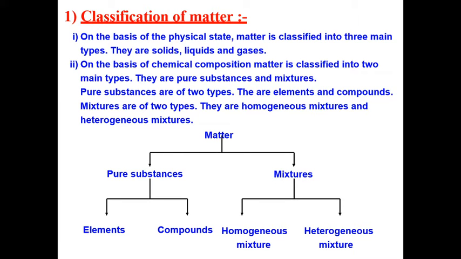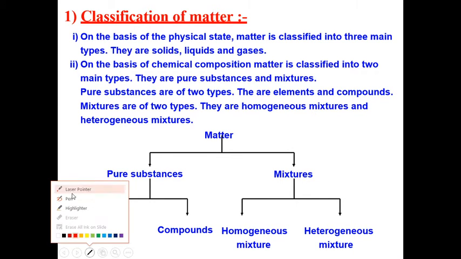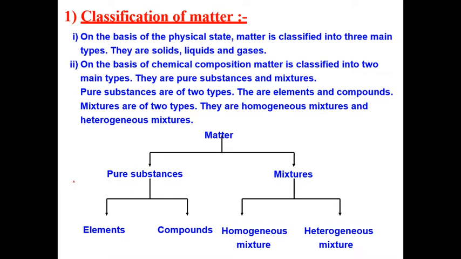On the basis of the physical state, matter is classified into three main types: first solid, next liquid, and gases. All these things we have already discussed in chapter one, about matter and the states of matter. In this chapter we will focus on the purity of matter.